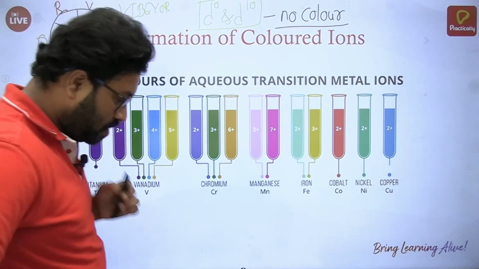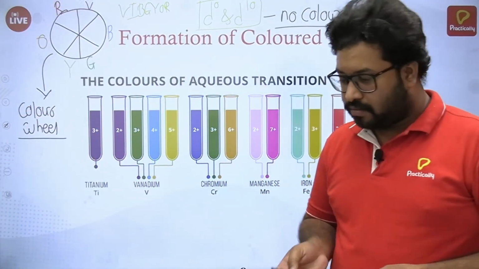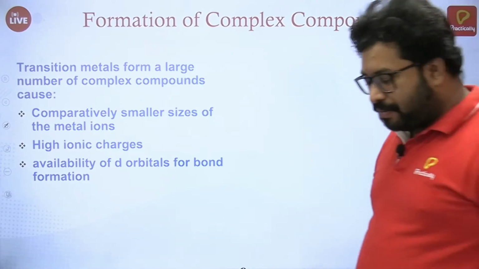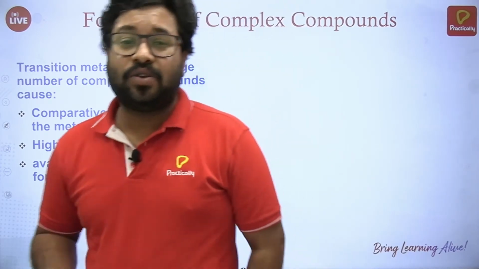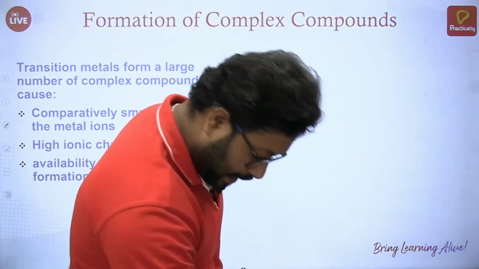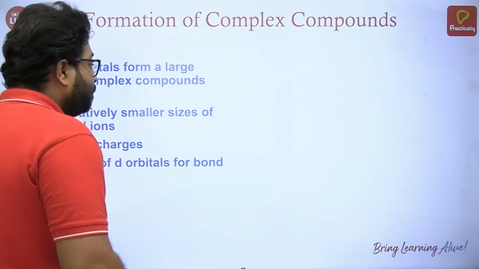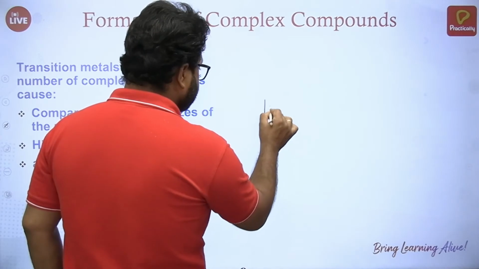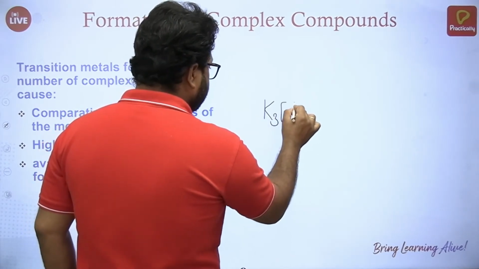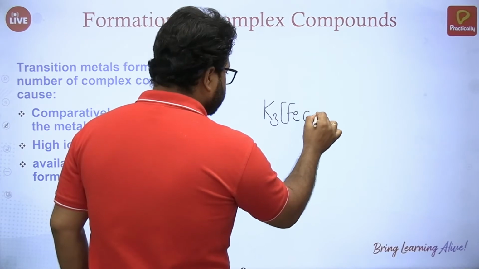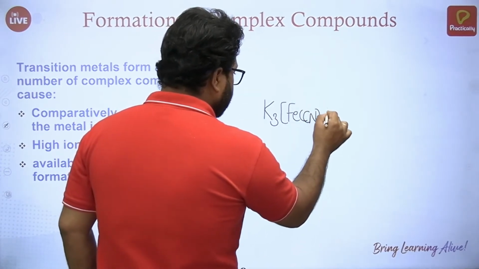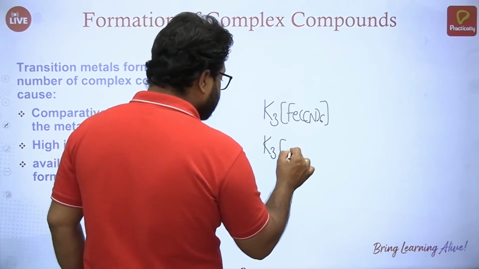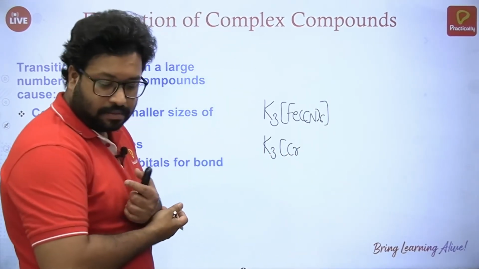Okay, moving ahead now. Complex compounds: d block elements are known to form complex compounds. There are many complex compounds that we are going to talk about in future. For example, K3[Fe(CN)6], K4[Fe(CN)6]. Oh, sorry, my bad.